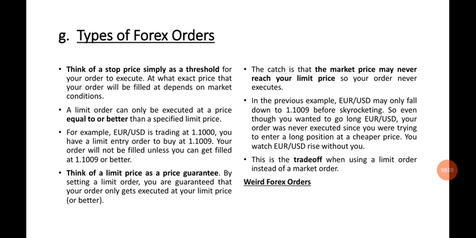In the previous example, euro US dollar may only fall down to 1.1009 before skyrocketing. So even though you wanted to go long euro US dollar, the order was never executed, since you were trying to enter a long position at a cheaper price. You watch euro US dollar rise without you. This is the trade-off when using a limit order instead of a market order.